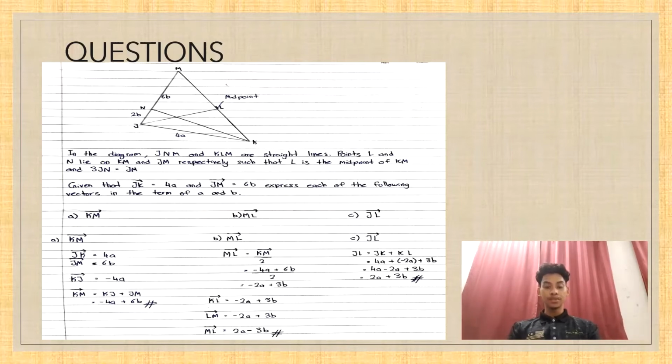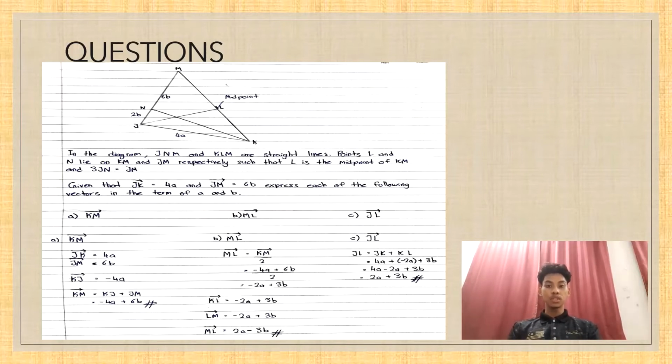Let's read the question first. Given that JK equals 4a and JM equals 6b. Express each of the following vectors in terms of a and b. Let's solve these three questions.